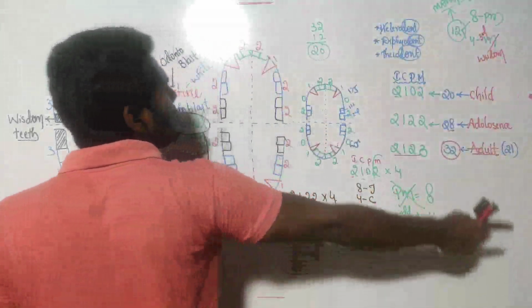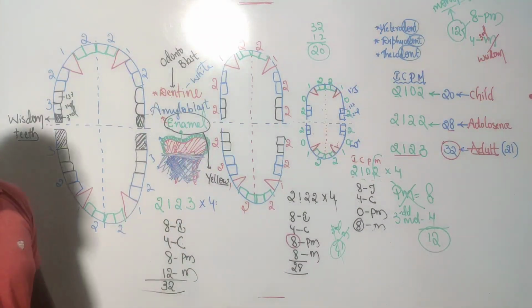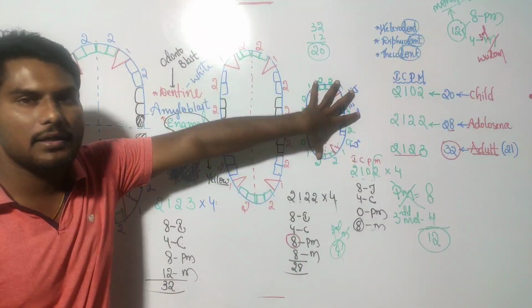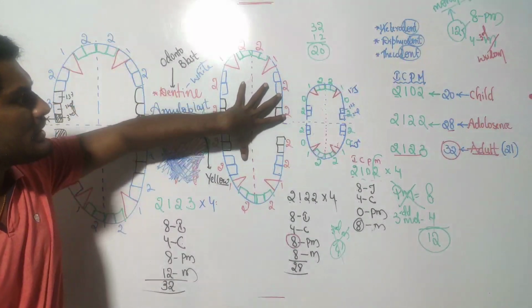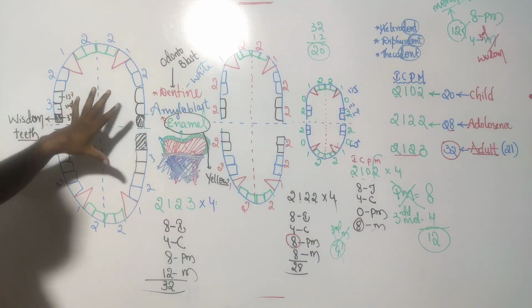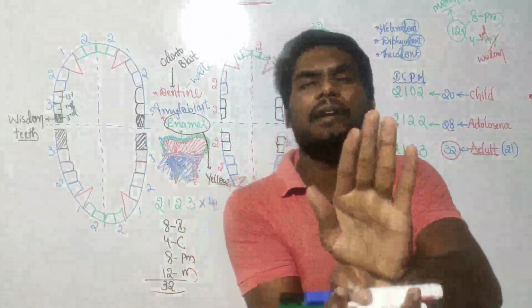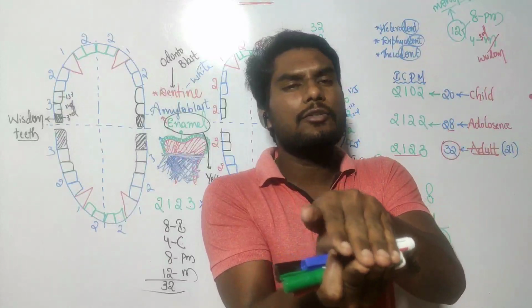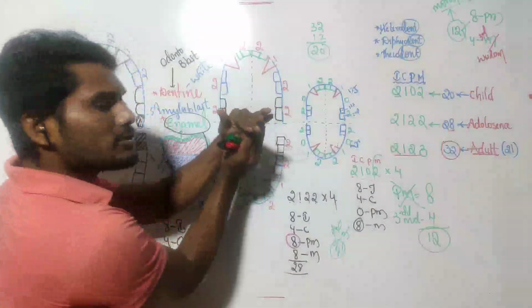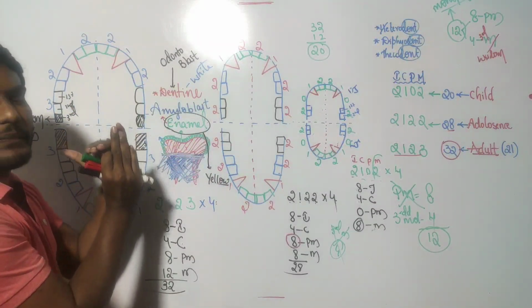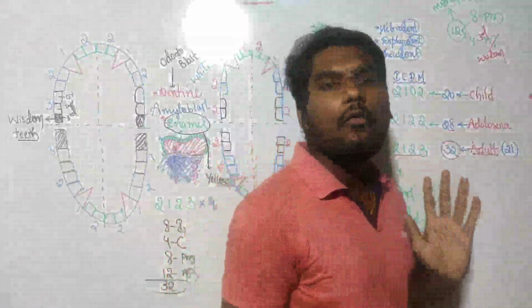This is about the teeth of the human being. This is the kid's jaw, the adolescent's jaw, and this is the adult jaw, where the jaws are completely split. Now what you have to do is simply close the jaws. Yes, this is about the dental formula.